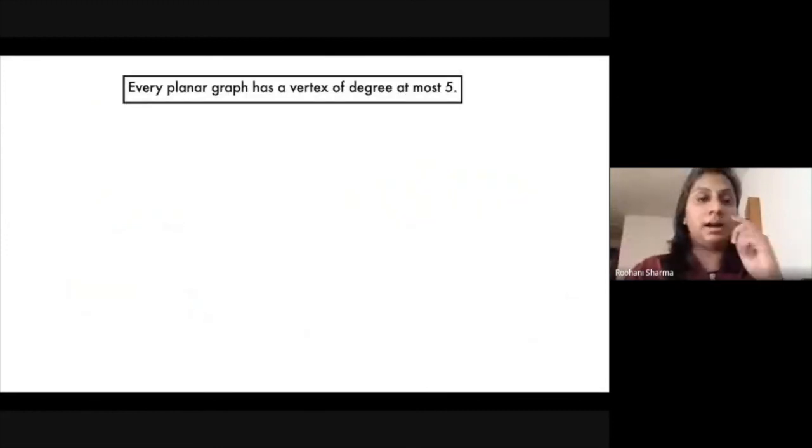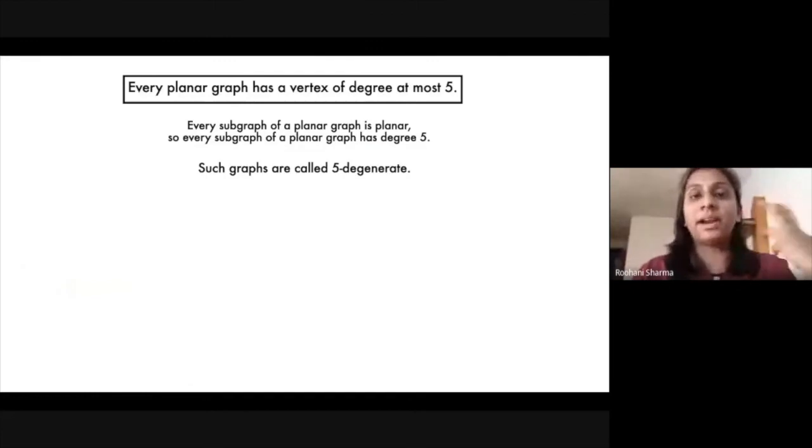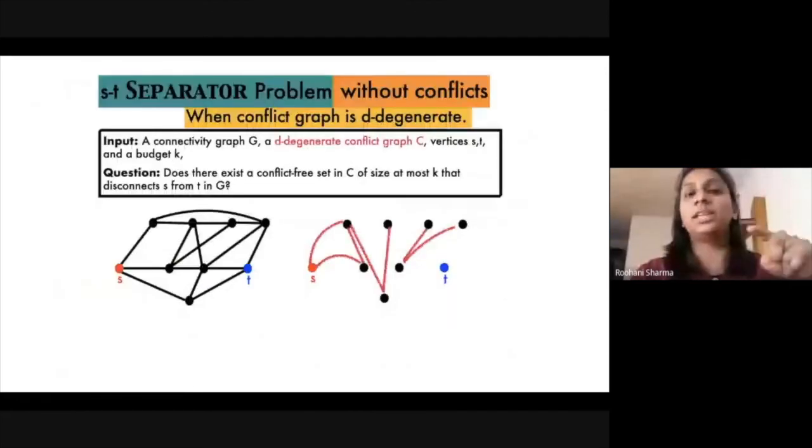I'll just briefly tell what we can say about these kinds of results. A nice thing about planar graphs is that they have a vertex of degree at most 5. And because every subgraph of a planar graph is planar, every subgraph of a planar graph has a vertex of degree at most 5. Such graphs are called 5-degenerate. What we show is that when the conflict graph is restricted to be a D-degenerate graph, the problem can be solved in FPT time. And the way we do it is the following.